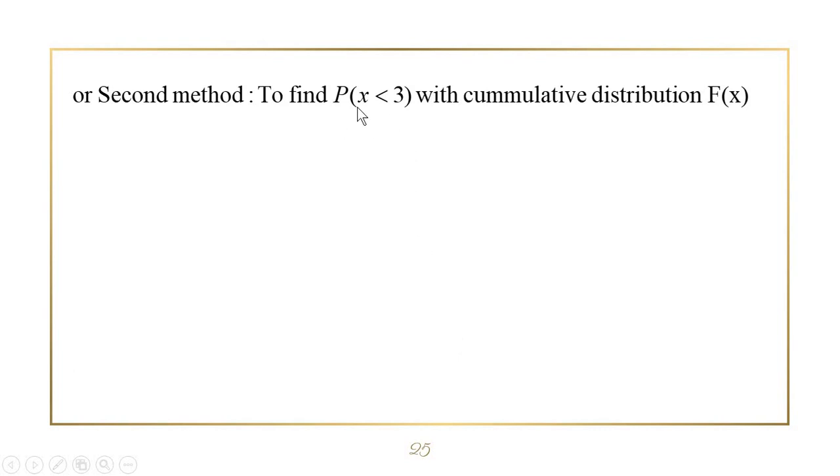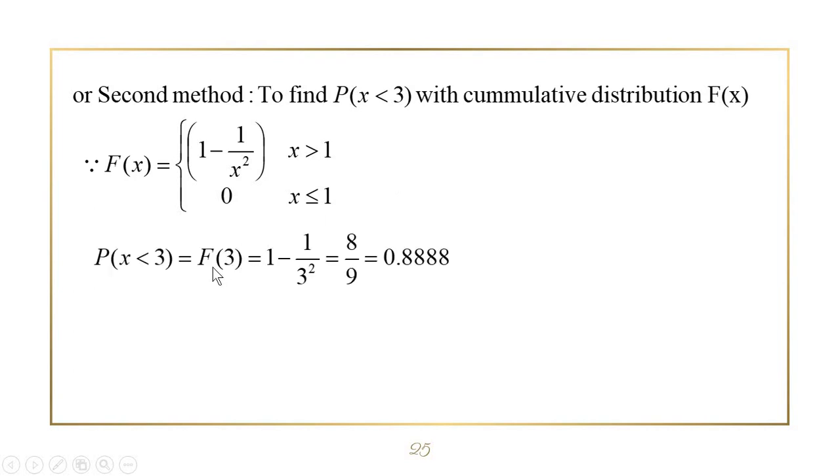I am going to discuss the second method. You can find this probability using the distribution function capital F of x, which is given in our question. Now using this we are going to find the probability of x less than 3. That means integrating from minus infinity up to 3, which is nothing but capital F of 3.